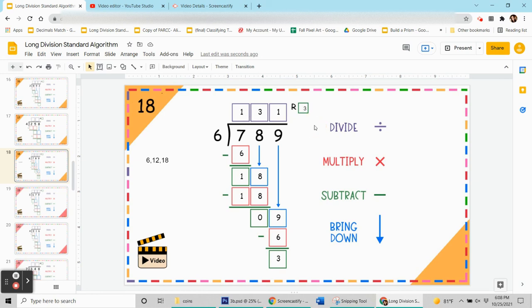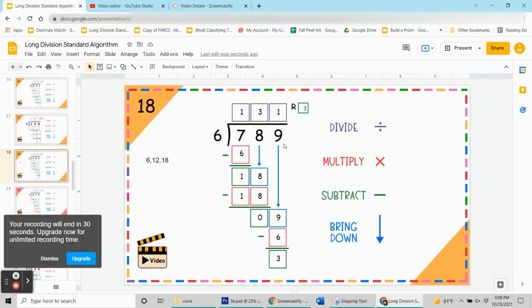If you multiply this back out and you do 131 times 6, you're going to be 3 short. So 131 times 6 is 786, and then you add these 3 back in to get you up to 789. Okay, so I hope that is helpful.